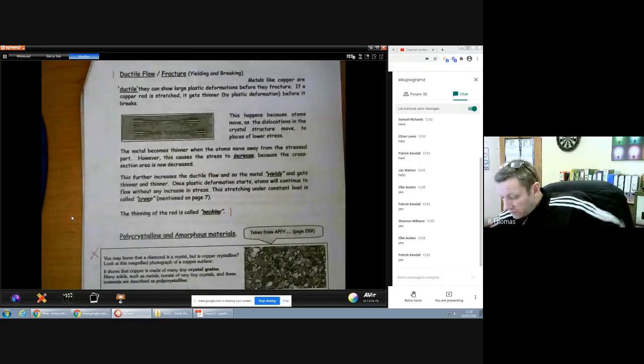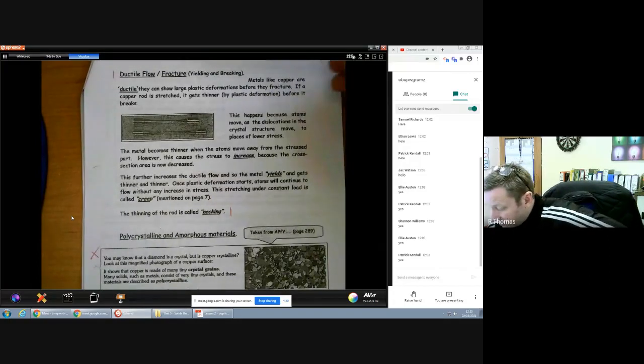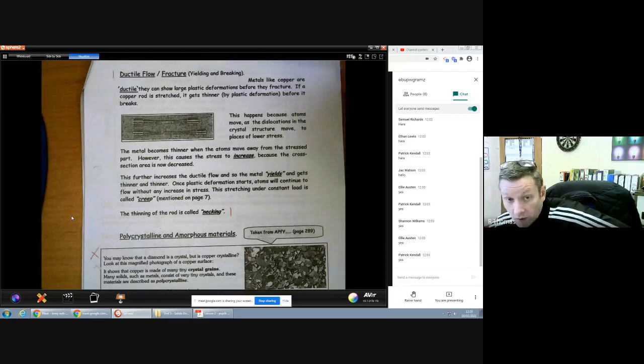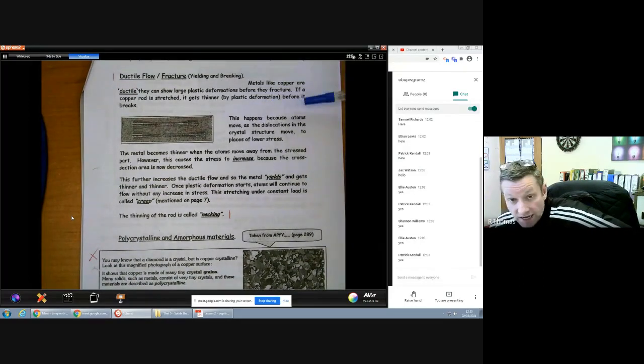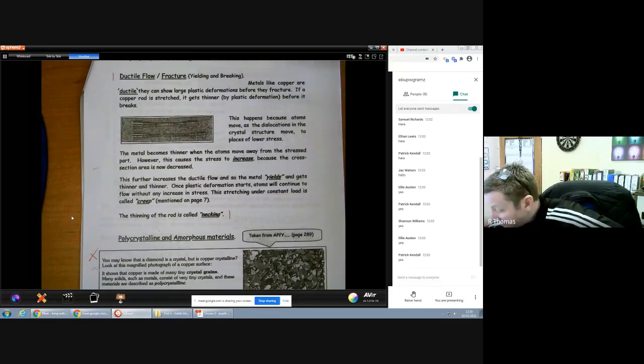Ductile. Okay, so metals like copper are ductile. They can be drawn into a wire. That is all I want you to remember. And this happens because the atoms move as the dislocations in the crystal structure move to places of lower stress.